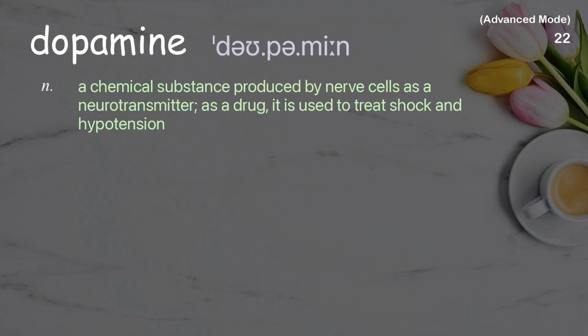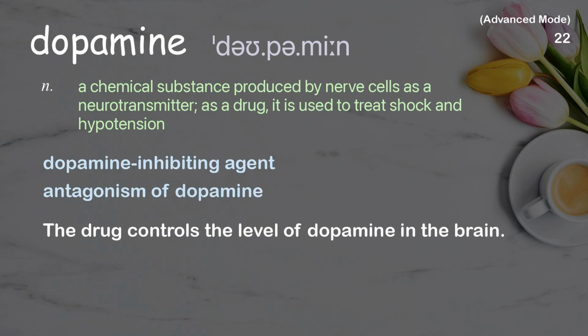Dopamine. A chemical substance produced by nerve cells as a neurotransmitter. As a drug, it is used to treat shock and hypotension. Examples: Dopamine inhibiting agent. Antagonism of dopamine. The drug controls the level of dopamine in the brain.